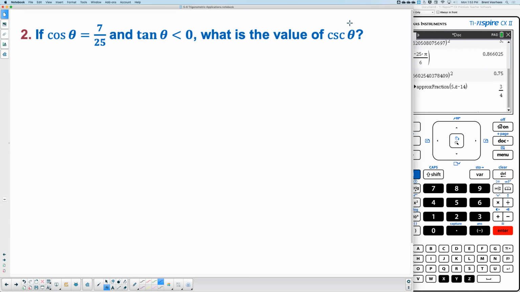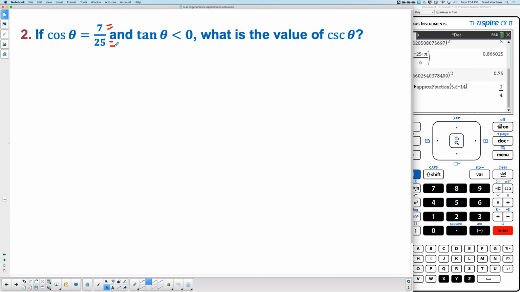All right, now comes problem number 2. Problem number 2 is a blending of lessons 4.1 and 4.3 together. It tells you this: if cosine is 7/25, I want to pause. Sine is y, cosine is x, tangent is y over x. When they say cosine is 7/25, they're telling you two things in particular.